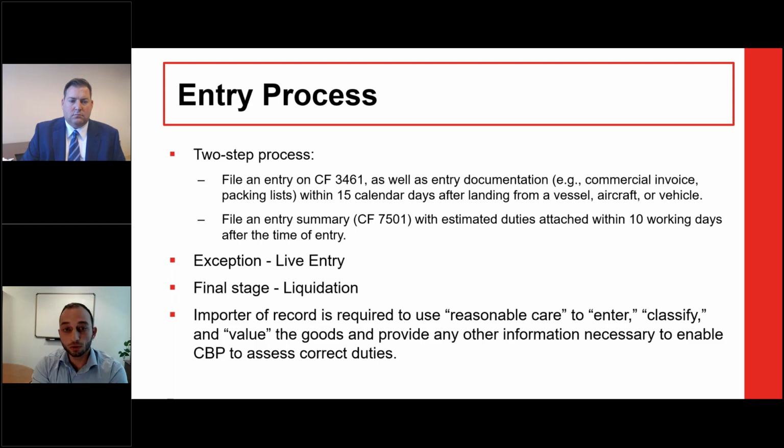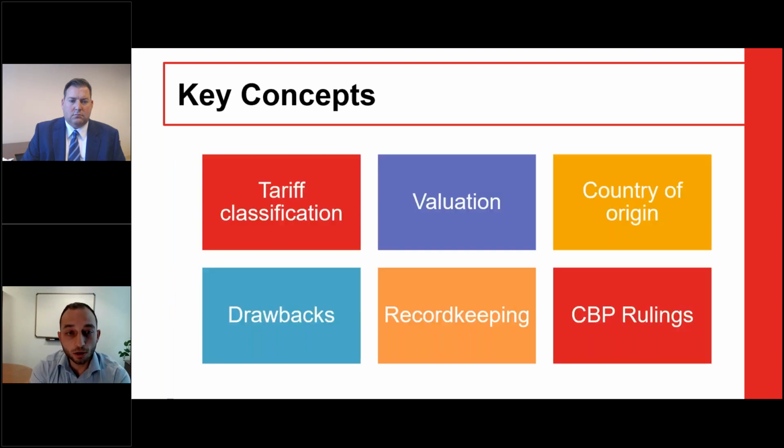We can go to the next slide, please. Thank you. So these are a list of key concepts that we will discuss today. We'll discuss the classifications, valuations, and country of origin, as well as other items you see on the list. So we'll start with the classifications in the next slide.